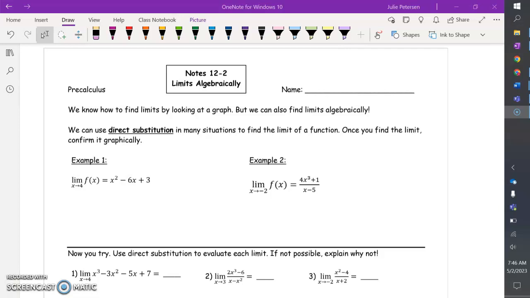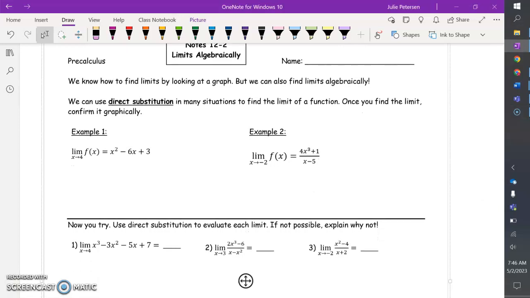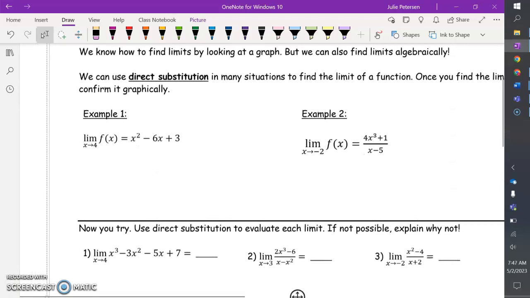So what we're going to do today is figure out how to do this algebraically if you don't have a graph. And the first approach we're going to take is using direct substitution, because in many situations, that's all you need to find the limit, and then you can confirm it by looking at a graph. So in direct substitution, we're going to take the value where we're evaluating the limit. So in this first example, x approaches 4. So we're going to use that value of 4 and do direct substitution. So I'm going to plug in 4 for every x.